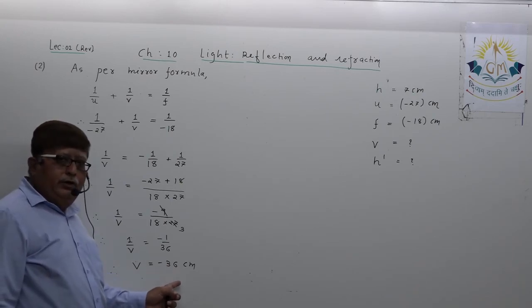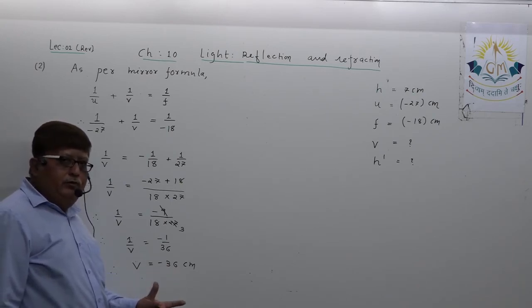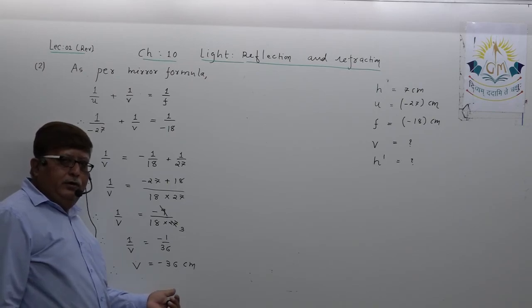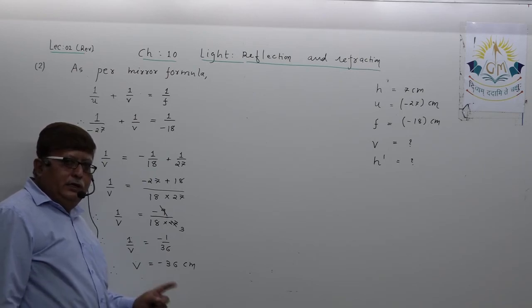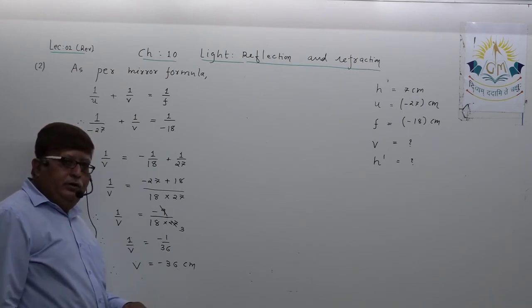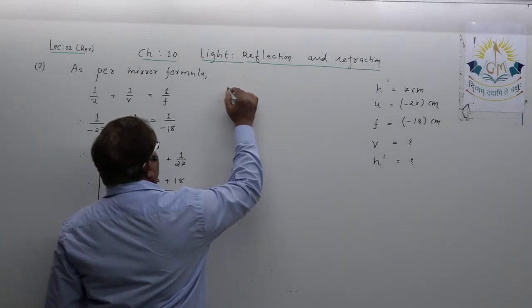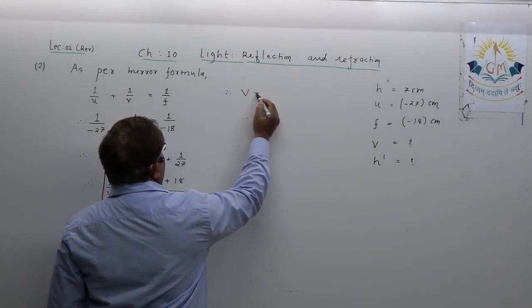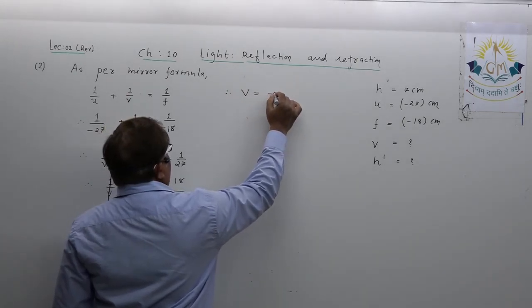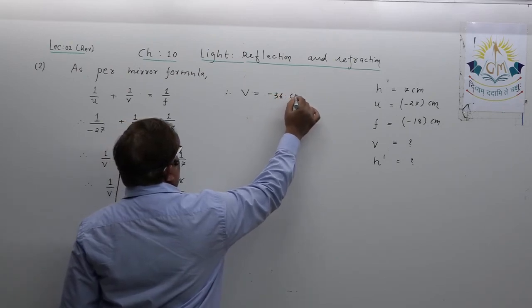Value of v is going to do a lot for us. That will give you not only the position of the image where the screen can get a focused sharp image, but it will also give you an idea that the obtained image is real and inverted. So what you will write first here: v equal to minus 36 centimeter.